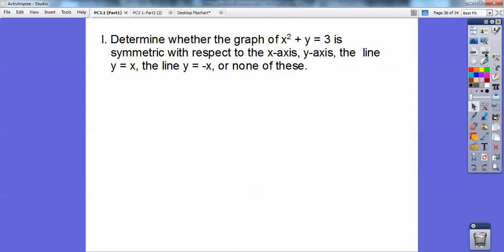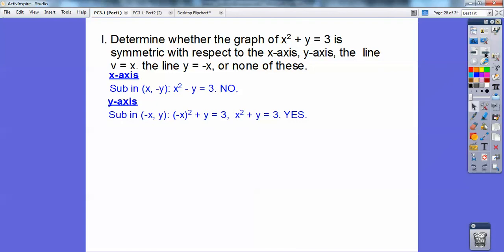Okay, so determine whether the graph of x squared plus y equals 3 is symmetric with respect to the x-axis, y-axis, the line y equals x, the line y equals negative x, or none of these. Okay, so here's x-axis. I substitute in x comma negative y, and it does not give me the same equation. Y-axis symmetry, I substitute in negative x comma y, and negative x, when I square it, becomes positive x squared, and x squared plus y equals 3 is the same equation. So it is symmetric with respect to the y-axis.